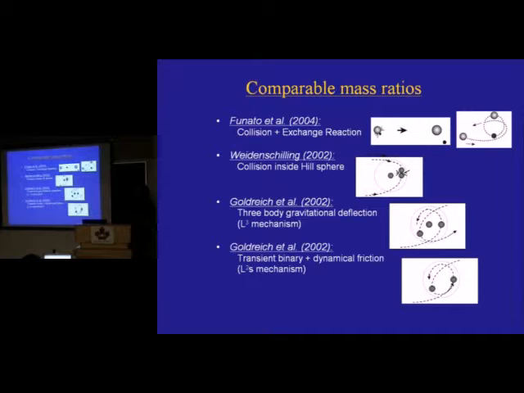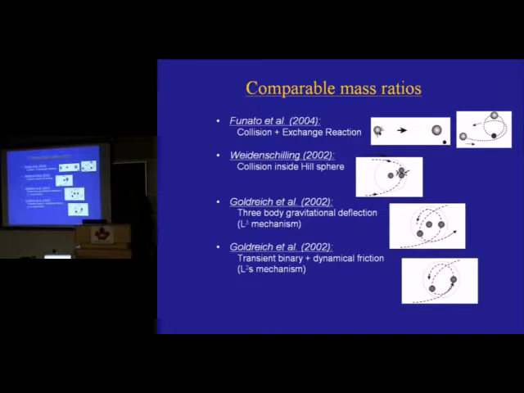However, instead of needing a collision, it's sufficient to have three bodies gravitationally deflect. So again, you have two bodies that come within the Hill sphere of a third, but now it's sufficient to have a gravitational deflection to get rid of some energy, and you can form a bound binary. And this mechanism will dominate over the collision because the cross-section is just much larger. This is proposed by Goldreich et al., and one of the authors is sitting in the audience.